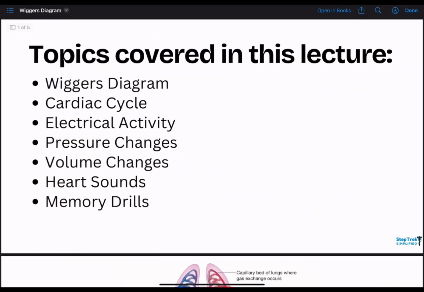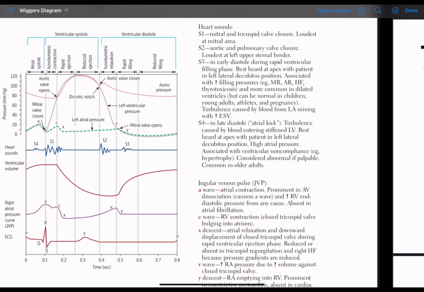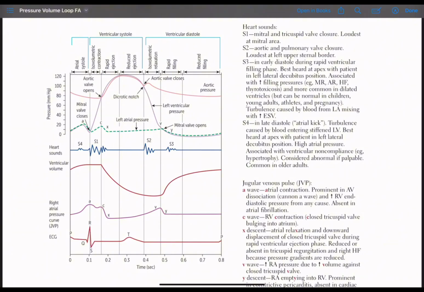Now the topics covered in this lecture are Wiggers diagram, cardiac cycle, electrical activity of the heart, pressure changes, volume changes, heart sounds, and at last some memory drills. Now this is a Wiggers diagram.